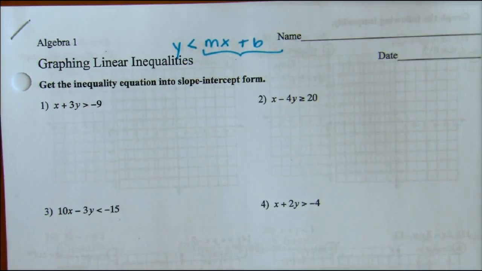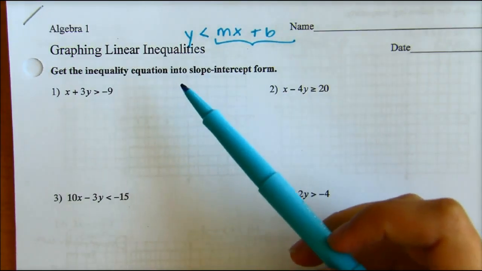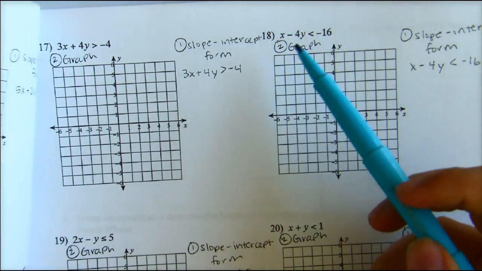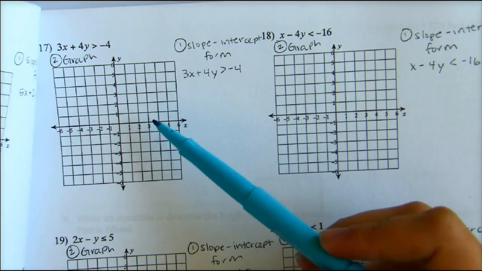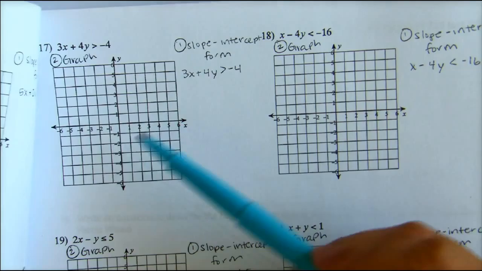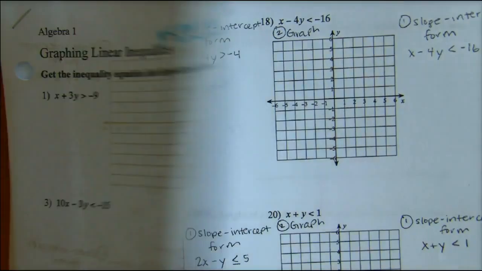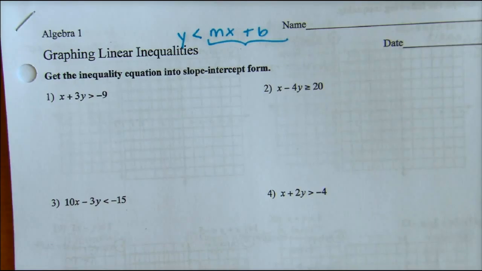So we're going to go through two different items in this video. The first, we're just going to practice getting the equation into slope-intercept form. After that, we're going to practice getting them into slope-intercept form and then graphing them on a coordinate plane. So this second piece will be a practice of what we did both on Monday and today in this first half. So we're going to start off first getting inequalities into slope-intercept form.